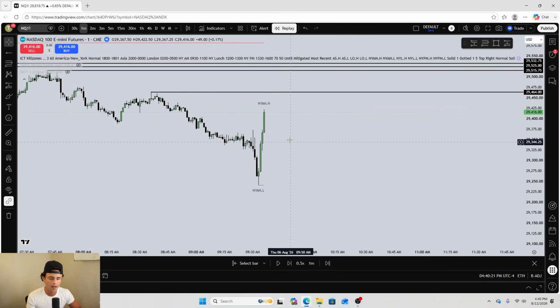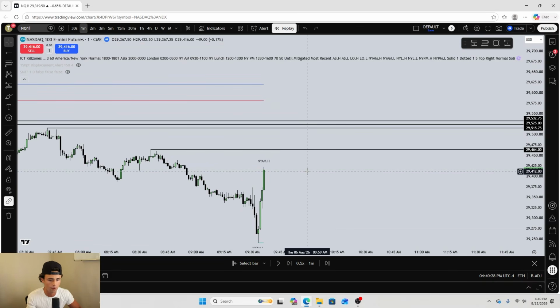So at this point, I'd be waiting for some sort of pullback just to get into the move. And then I would take profit at one of these draws of liquidity because I know they're very important targets in the market, very important levels in the market for me to target.